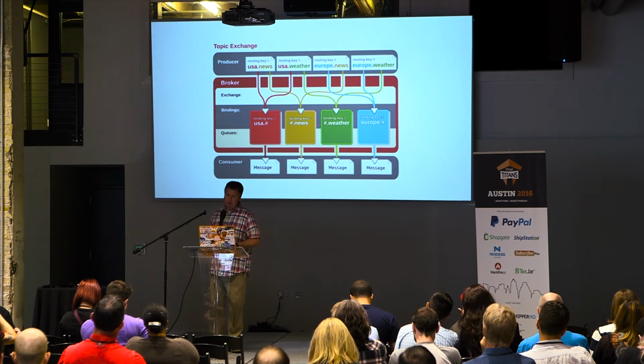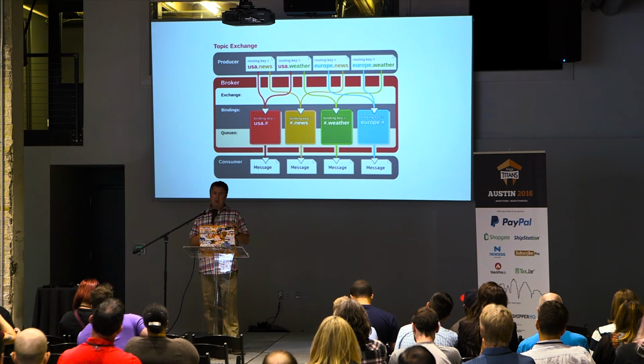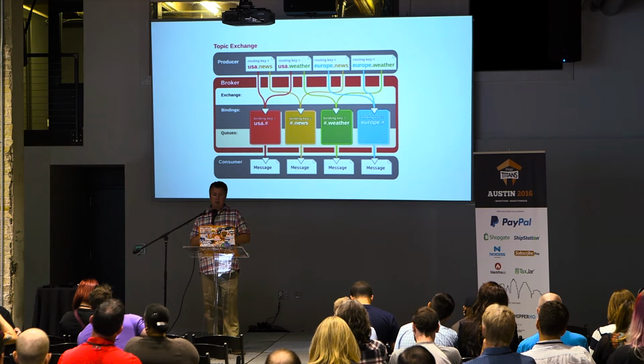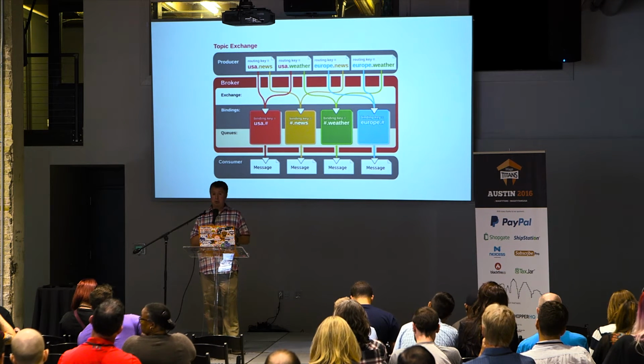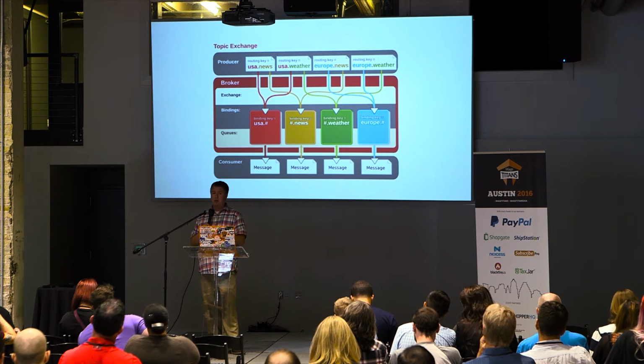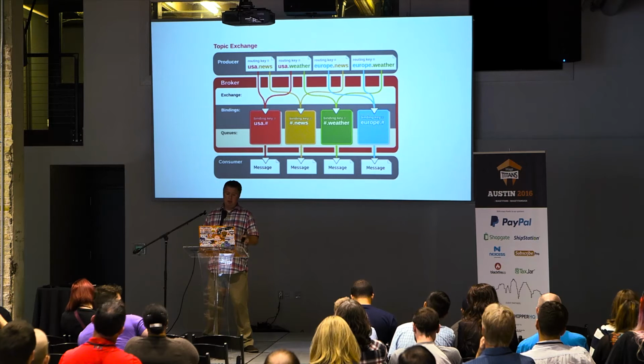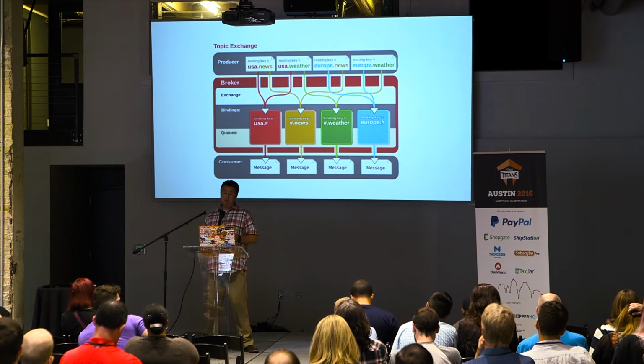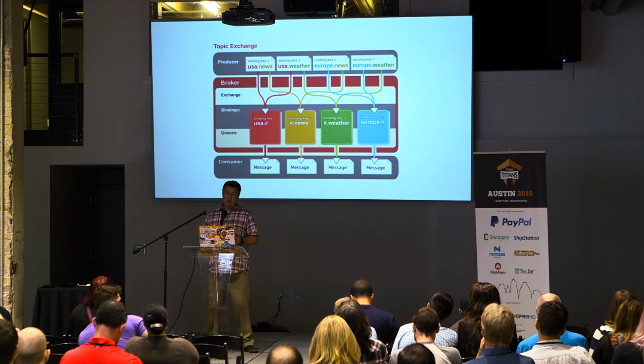This is a really good example from Red Hat, just showing how powerful that routing can be. So across the top, you have 4 different producers. So this could be, for instance, 4 different systems that you have within your Magento 2 site. They each use a different topic. So USA.news, USA.weather, Europe.news, Europe.weather.